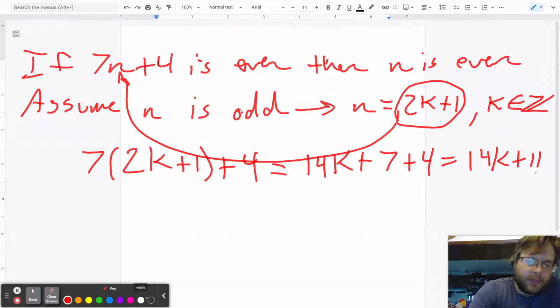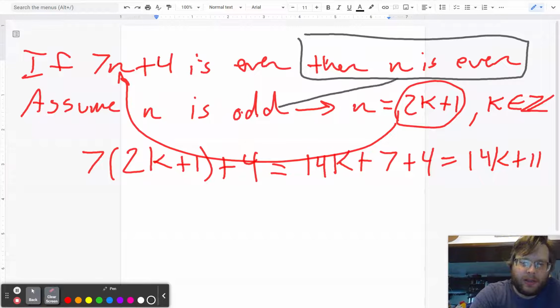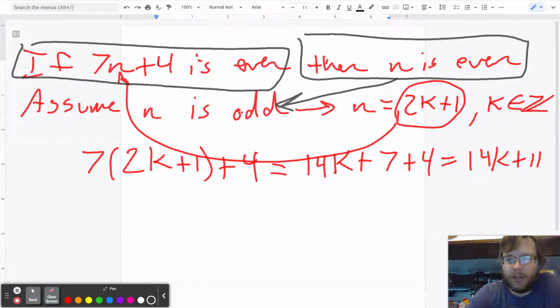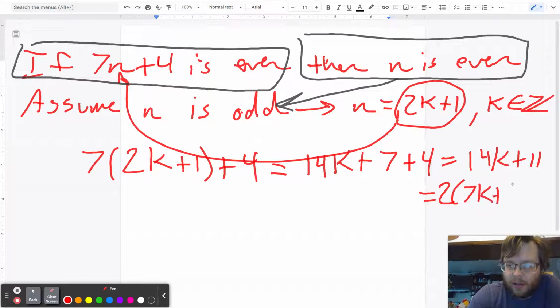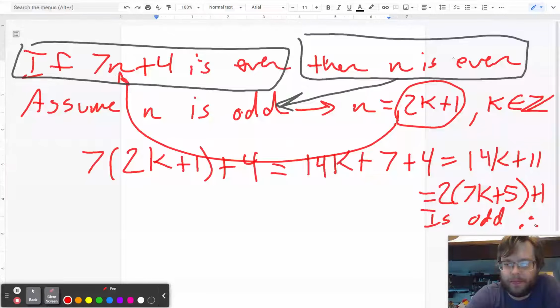I assumed that the second part of it was odd, so I negated the second part of it. So my goal is to prove that that negates the first part. So I'm going to try to prove that what I just got becomes odd. And so that equals 2 times 7k plus 5 plus 1 extra, and that is odd. And so by contradiction, I prove the original statement.